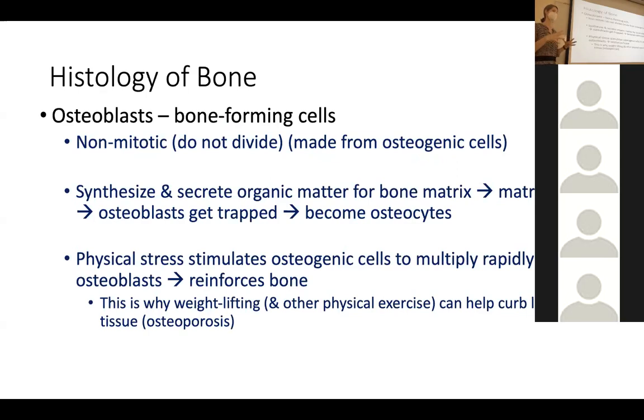That matrix then solidifies or calcifies, and they get trapped in there. So they're synthesizing and secreting this matrix around them. It hardens, and then they get trapped in these little cavities. When the osteoblasts get trapped, they're no longer secreting bone matrix, and they become osteocytes. So osteoblasts become osteocytes. That's the trajectory. Osteocytes are mature bone cells. I'll go into them in just a minute. So it's kind of weird that these cells are secreting something that they then get trapped in. It's a little bit strange to think about.